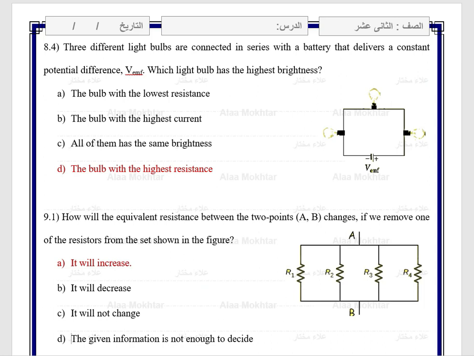Question 8.4. Three different light bulbs are connected in series with a battery. This battery delivers a constant potential difference VEMF. Which light bulb has the highest brightness? The highest brightness will be the one with the highest resistance. Why? Because this is a series connection. In a series connection, the current is constant, so I can calculate the power for each light bulb from this equation, P equals I squared multiplied by R, so P is directly proportional to R. If R increases, the brightness will increase also, so the answer will be the bulb with the highest resistance.